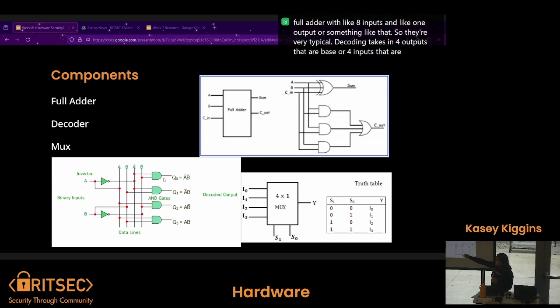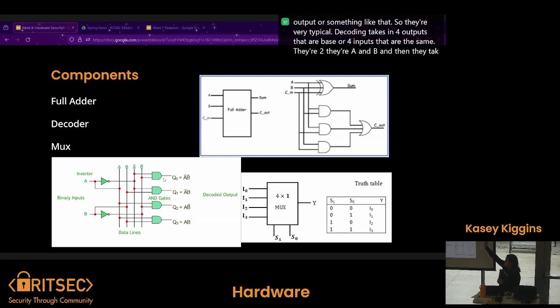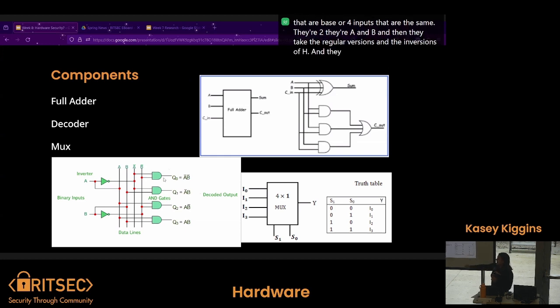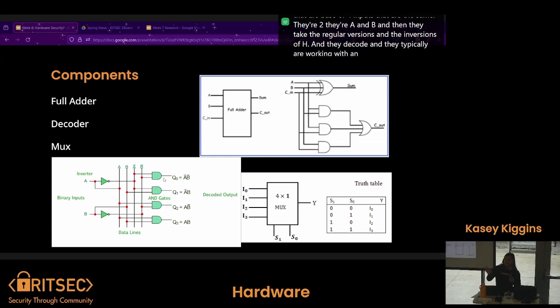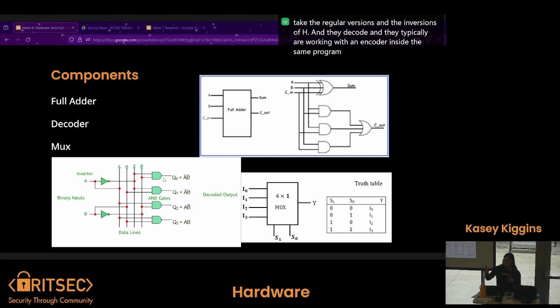Decoding takes in 4 inputs. They're A and B, and then they take the regular versions and the inversions of each, and they decode. And they typically work with an encoder inside the same program that works in the same way, so that everything can be a form of encryption, but not super great. And then a mux is just taking things in, and then you make choices, and then you get output.